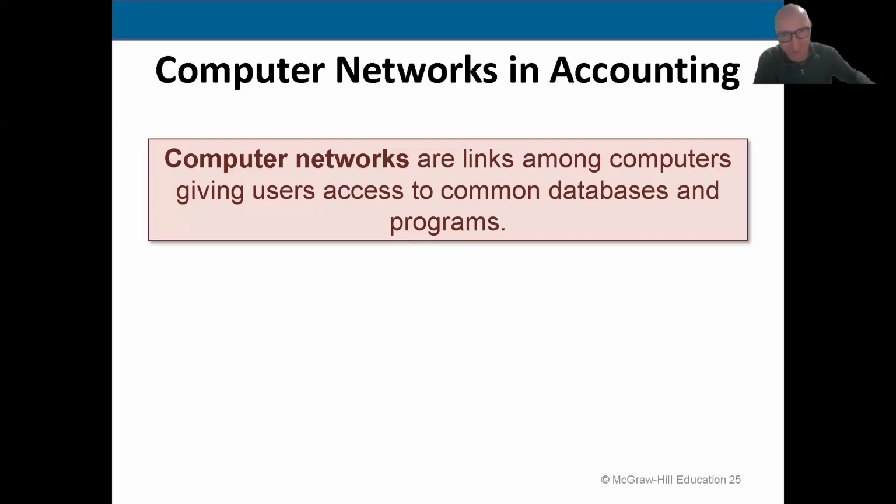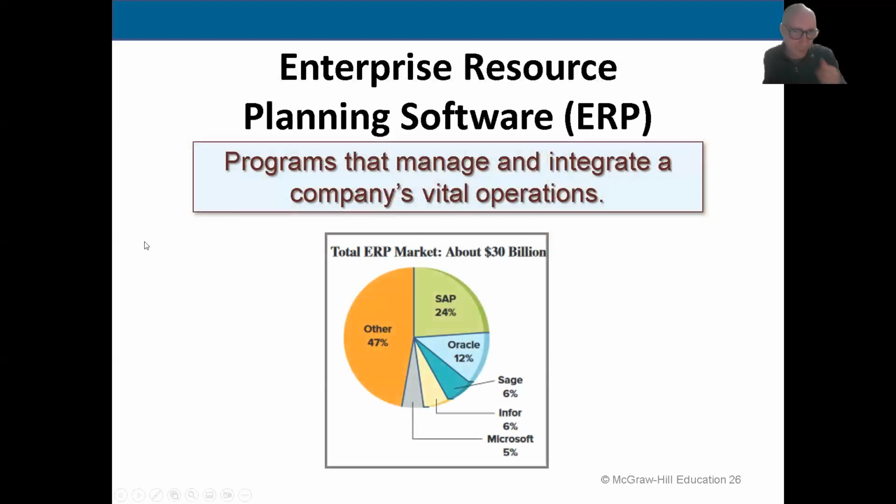Yeah, very straightforward. Computer networks are linked computers giving users access to common databases and programs. It's a fancy way of saying that you can get access to your customers' information using a computer. Very easy. We use a lot of software to help us manage business.